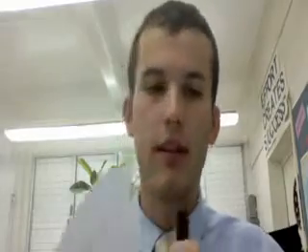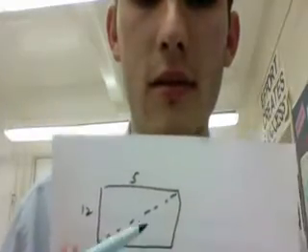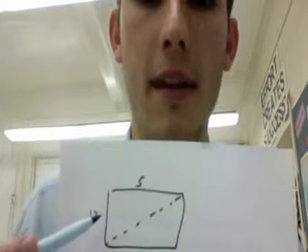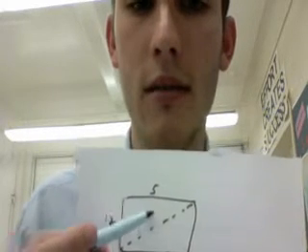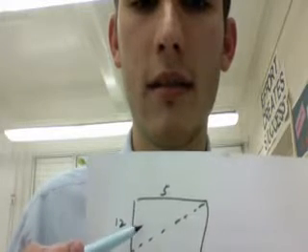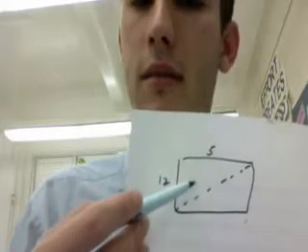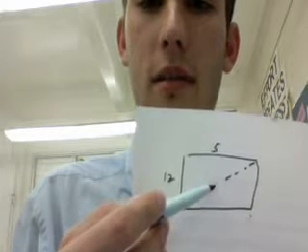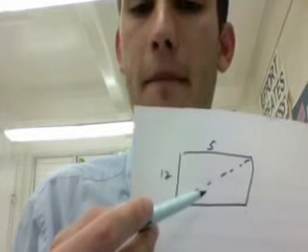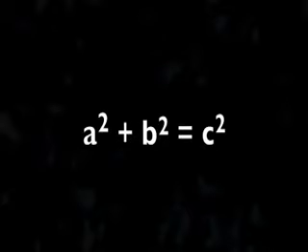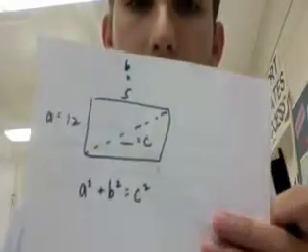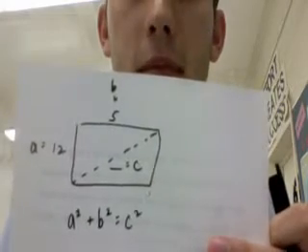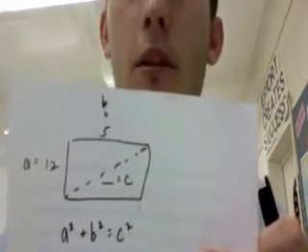So, if we look back at our triangle, this would be a leg, this would be a leg, and this would be the hypotenuse, or C. So we're going to use our theorem, a squared plus b squared equals c squared, just like that. So we've got this problem, we've got everything labeled. Now comes the easy part. We just plug everything in.